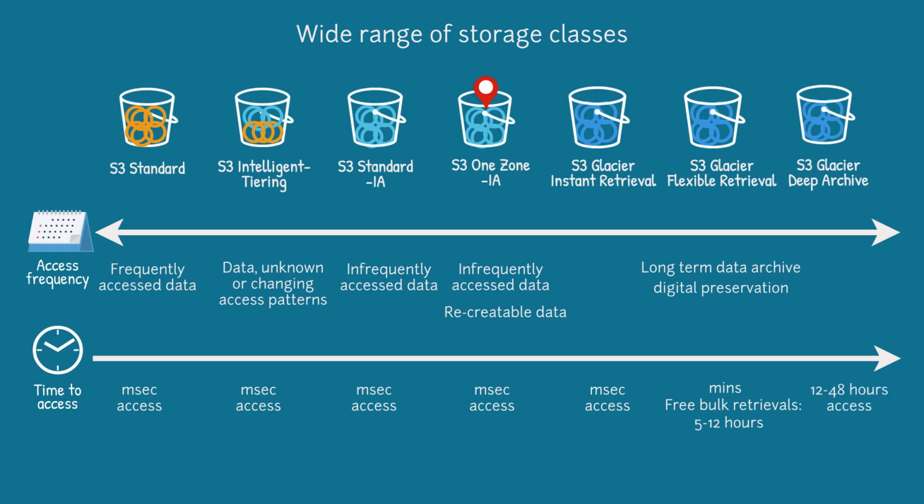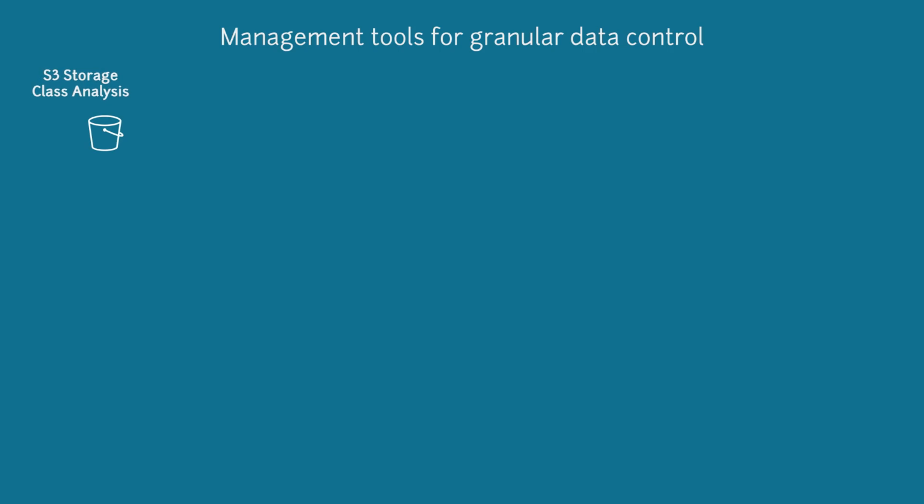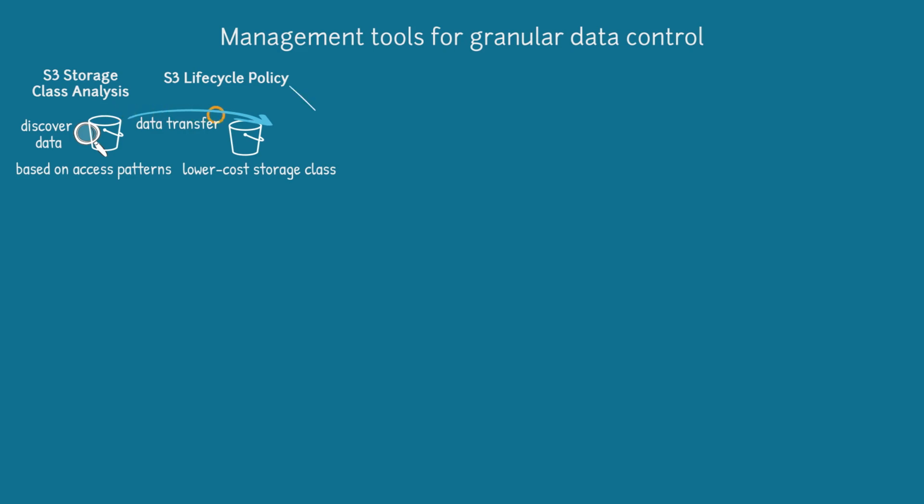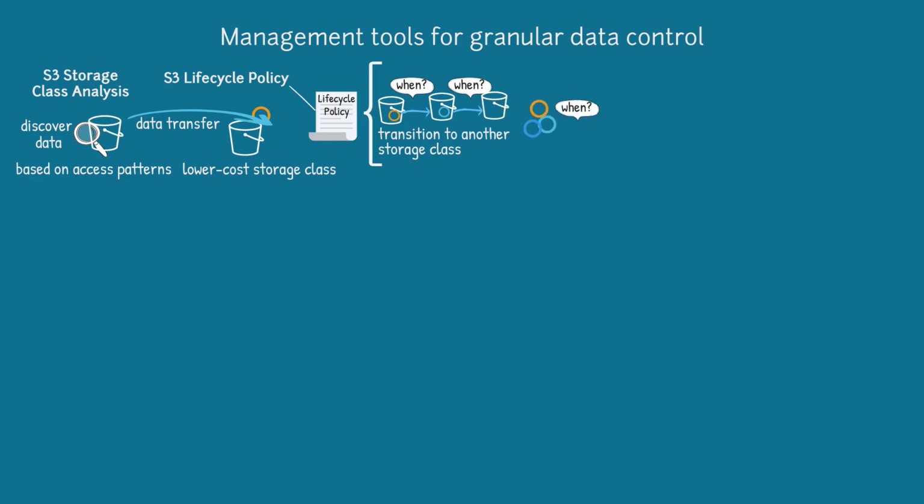With a wide range of storage classes offered by S3, you can choose which one best fits your data profile and use cases. To classify, manage, and report on your data, Amazon S3 also provides easy-to-use management tools for granular data control. You can use S3 Storage Class Analysis to discover data that should move to a lower-cost storage class based on access patterns. Then you can use this information to configure an S3 lifecycle policy that makes the data transfer. An S3 lifecycle policy defines when objects transition to another storage class and when objects expire. It helps to manage your objects so that they are stored cost-effectively throughout their lifecycle.